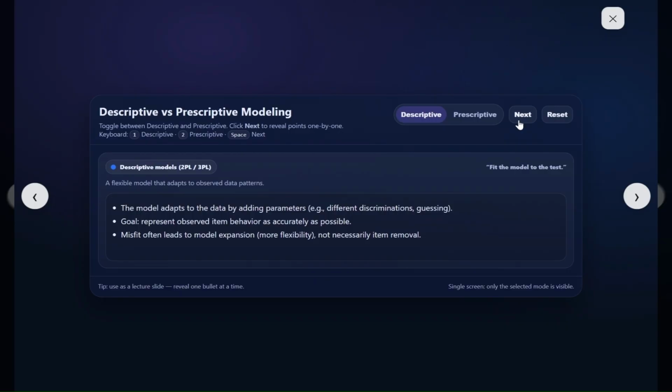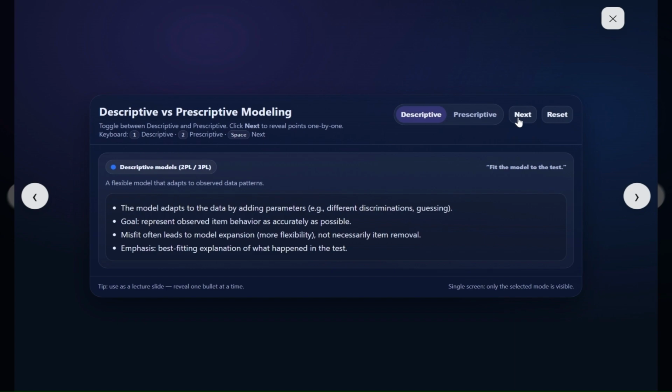If the data doesn't fit this two parameter model, no problem, we use a three parameter model and see if it fits. So I will sacrifice the two parameter model and go to the three parameter model. Not necessarily item removal. I won't remove the items. No, I will change the model in order to better fit the items, in order to have a good description of the items. Emphasis is on the best fitting explanation of what happened in the test.